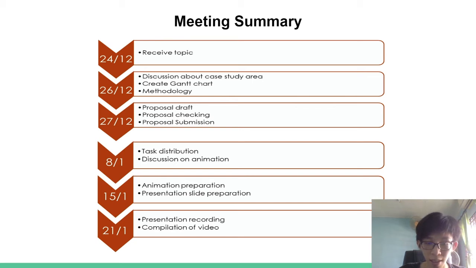In week 12 also, we distributed the tasks and discussed the animation. After that, in the next week, which is week 13, we started the animation preparation and presentation slide preparation. After that, in week 14, we did the presentation recording and combination of the video. So that's all of the 6 meetings. Thank you.